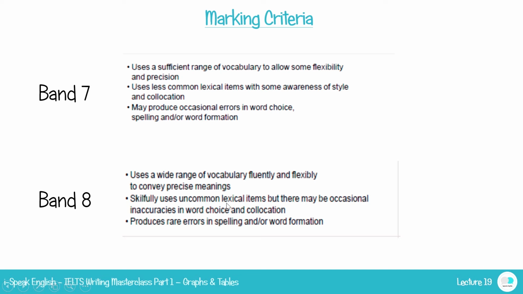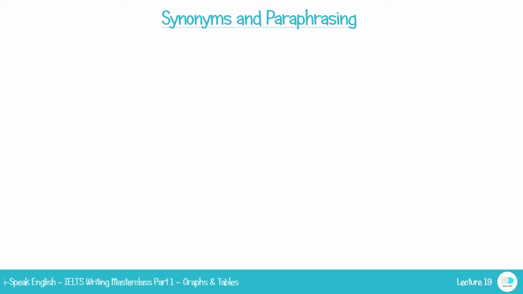Again, you need to use uncommon lexical items, but skillfully, and you only have a couple of opportunities for errors or inaccuracy at Band 8. Again, it produces rare errors in spelling and word formation, so you have to be really super accurate at Band 8. Okay, so that's your marking criteria. Now let's take a look at synonyms and paraphrasing.